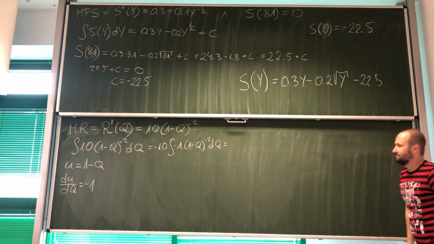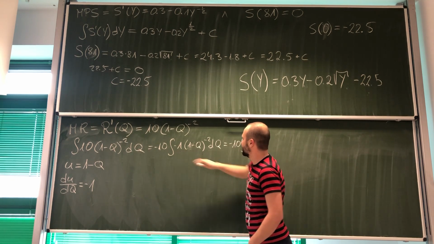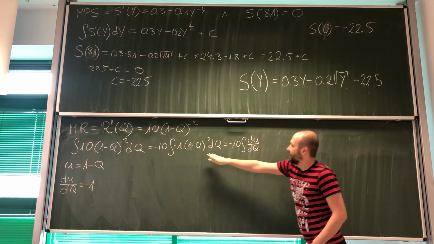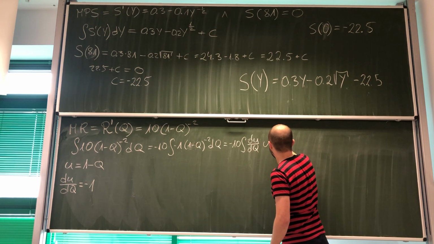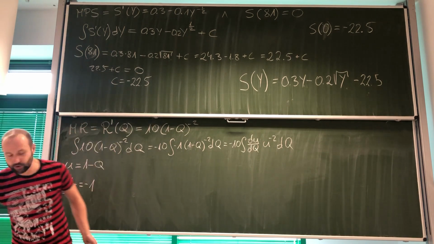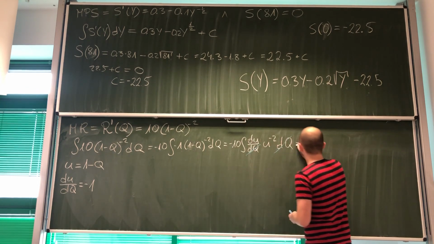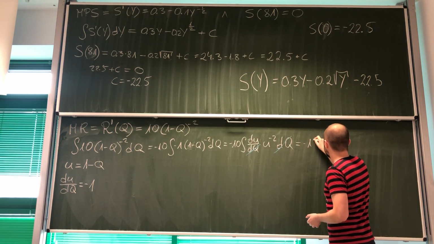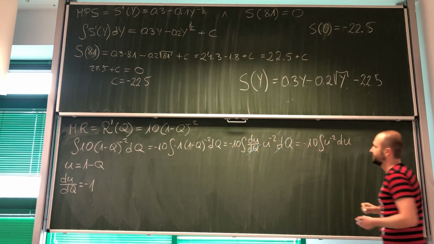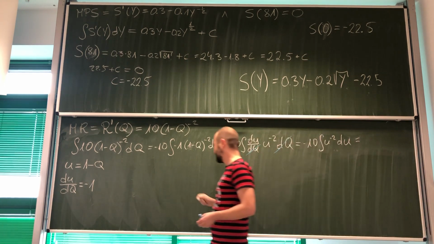Okay, so now we are ready. So let's start the substitution. We've got negative 10 integral. Instead of this, we can put du/dq. Instead of this, we can put u. So we will have u to the power negative 2 dq. And look, of course, those two expressions cancel each other out. So what we have is a simpler integral du, right?